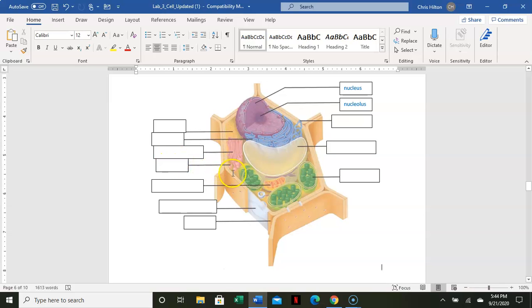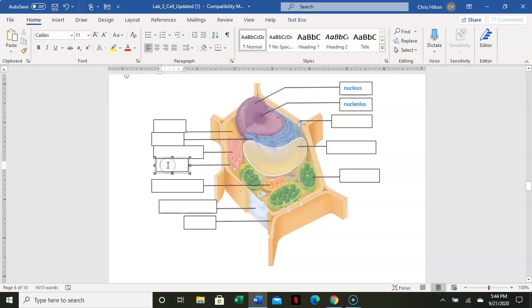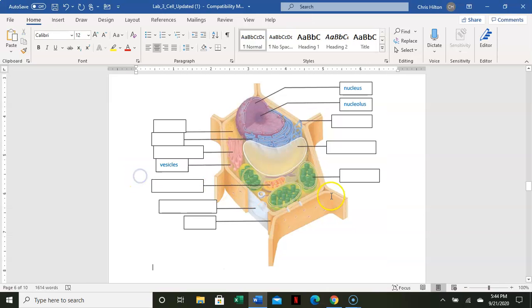These little purple, well, they're sort of pink, the pink spheres, they are called vesicles. And they are little packets of membrane for transport. So they can transport things anywhere in the cell.